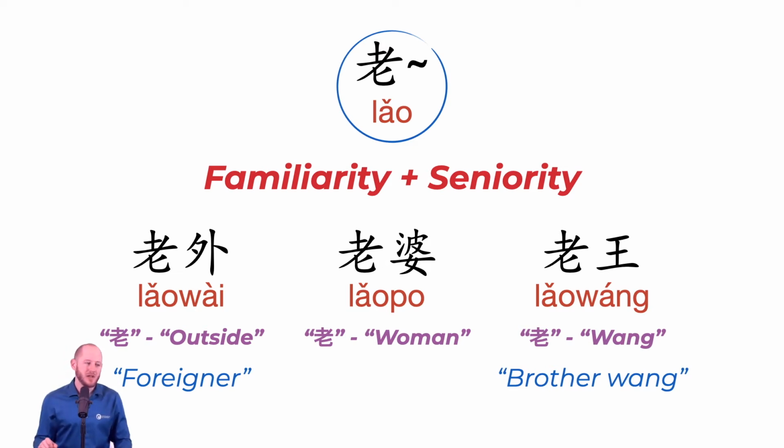How about this one? Lao po. In this case, po is the ancient word for woman. And so you can see here that it's basically saying the familiar woman. Well, that's your wife, right? So the woman who's most familiar to you is going to be your wife, lao po. The most spoken way to say it.